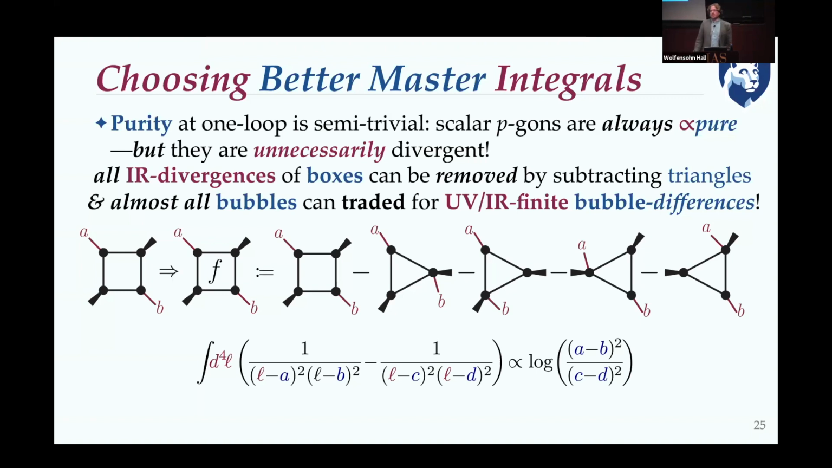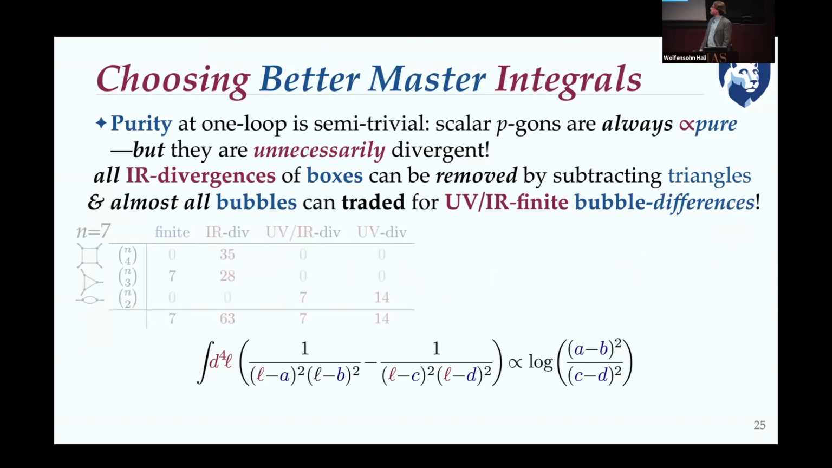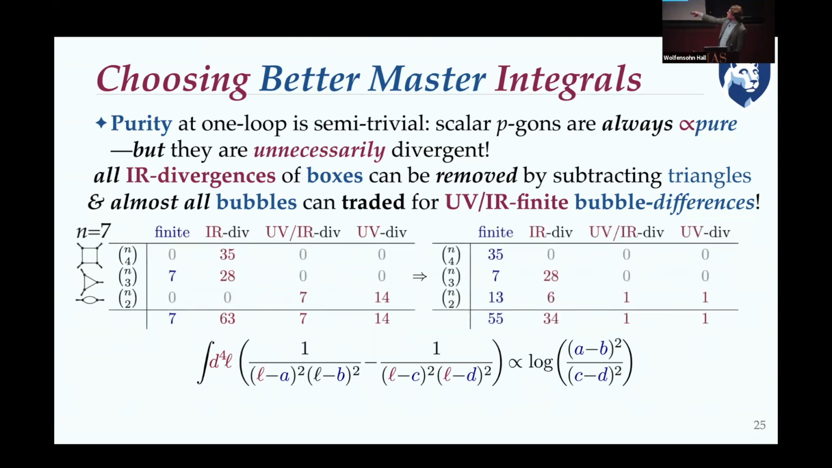And in fact, if you want to get rid of as many divergent things as you possibly can, to illustrate, this is what people usually do now. If you look at 7 points, you'll have 3 massive triangles that are finite. Every one of your boxes is divergent. All the other triangles are divergent. All your bubbles are either UV and IR or UV divergent. But you can construct a basis where almost all the integrals, all of the boxes, and the infrared divergences are removed, and there's only one element in the entire basis that is UV divergent and not IR divergent. This little element bothers me. It's just a massless bubble.